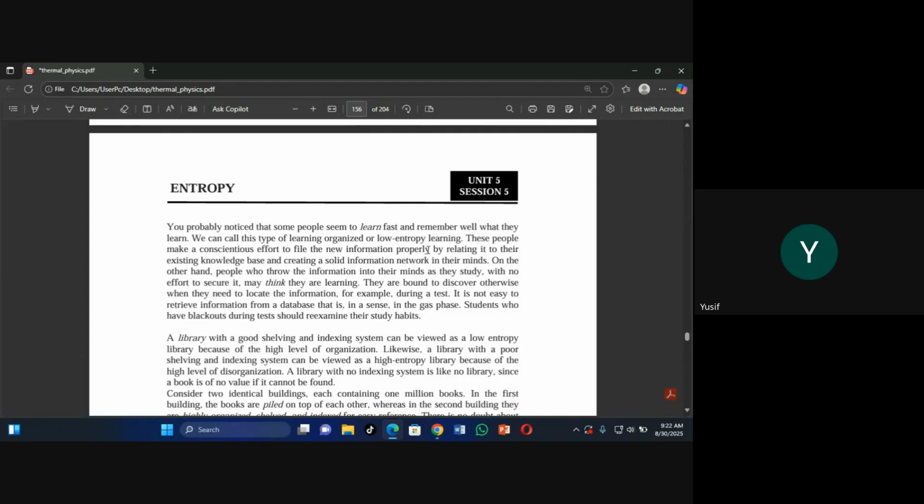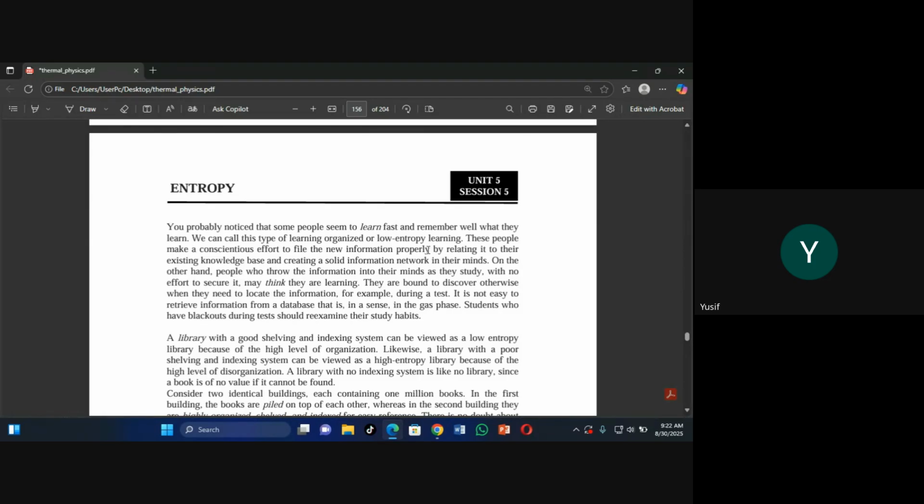Likewise, a library with a poor shelving and indexing system can be viewed as a high entropy library because of the high level of disorganization. A library with no indexing system is like no library, since a book is of no value if it cannot be found. So if you have a library and it has no indexing, they are saying that it is no library. And as for that, entropy is infinity. So it's highly difficult for you to locate a material or an item.